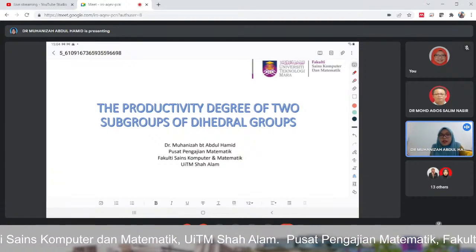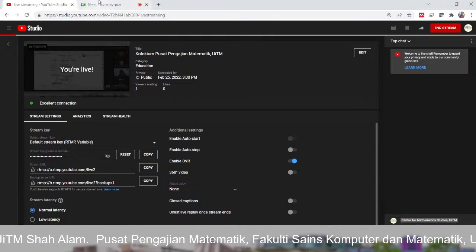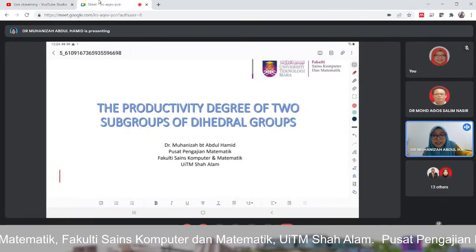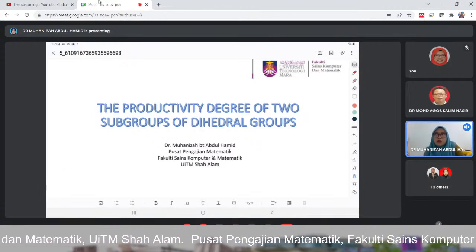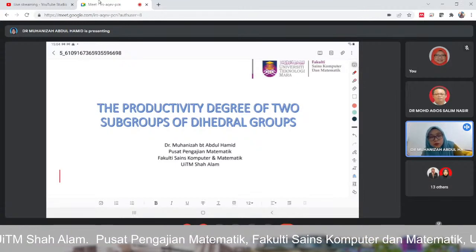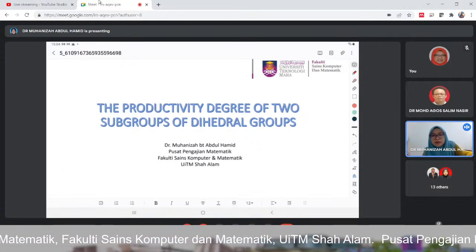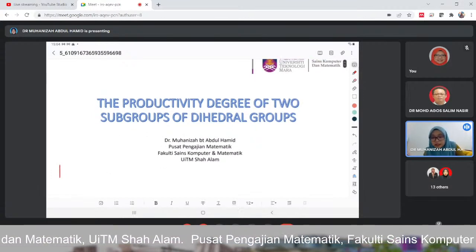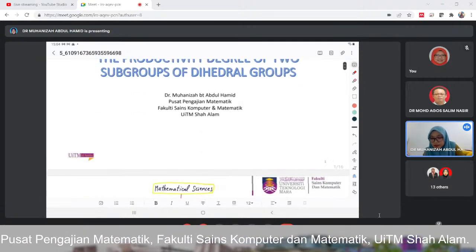Because we don't see any probability words in this title, right? But in group theory, the productivity degree itself means probability. Or if you happen to see any other words like commutativity degree, it also means probability. So let's discuss further on this productivity degree in our next section.